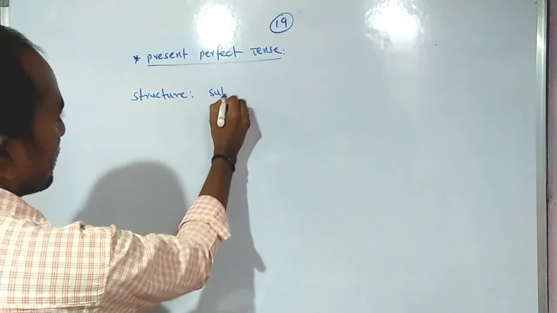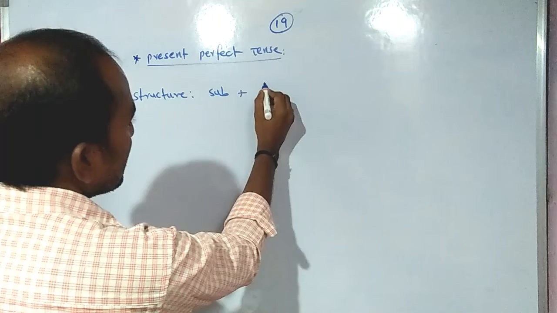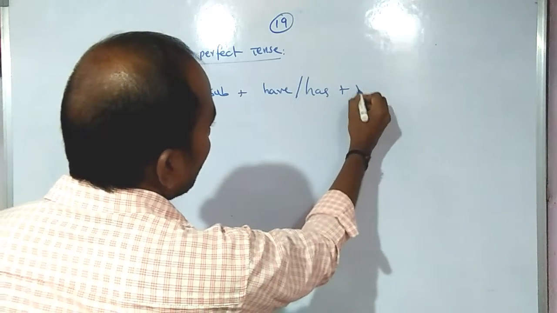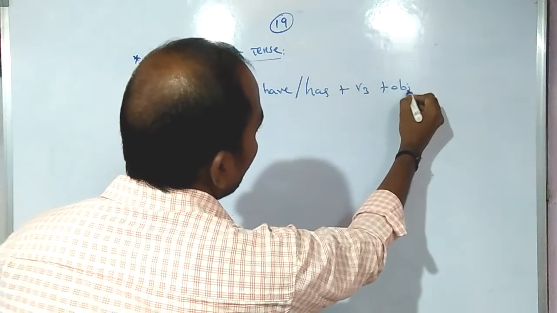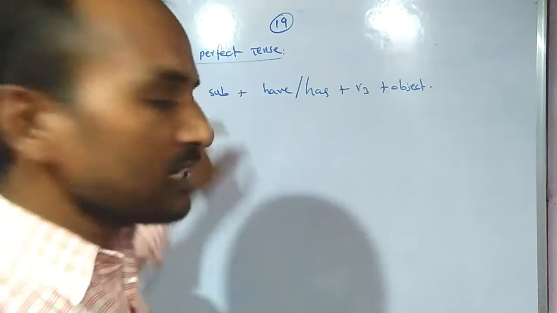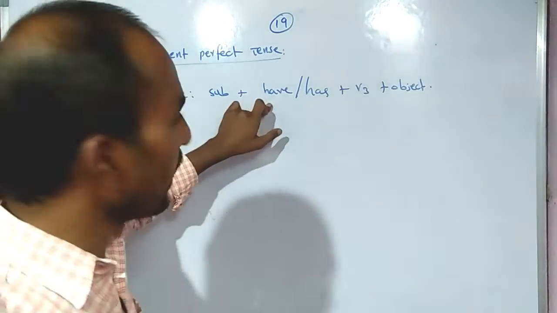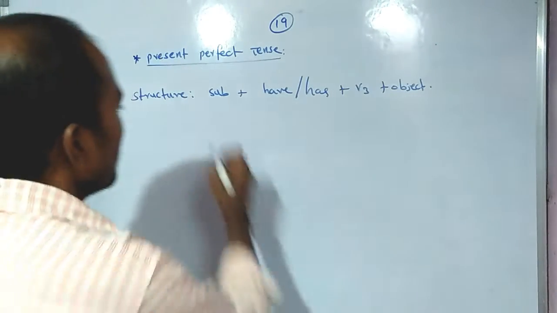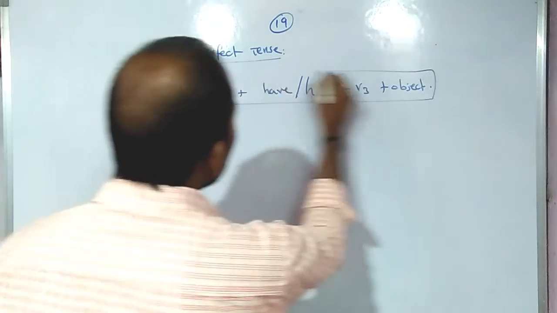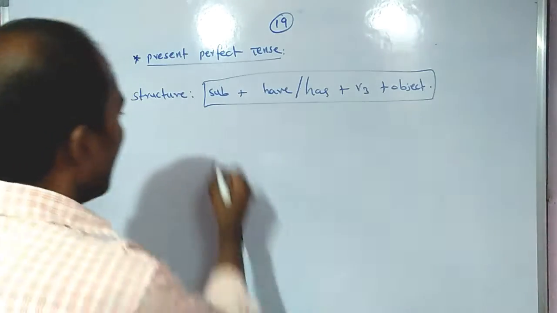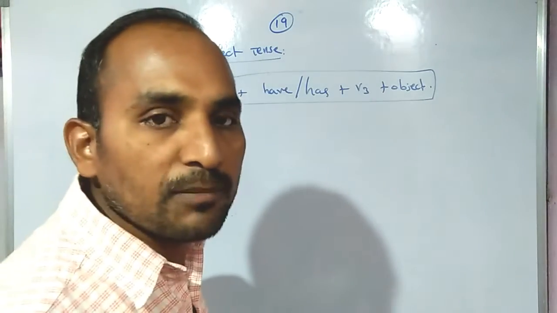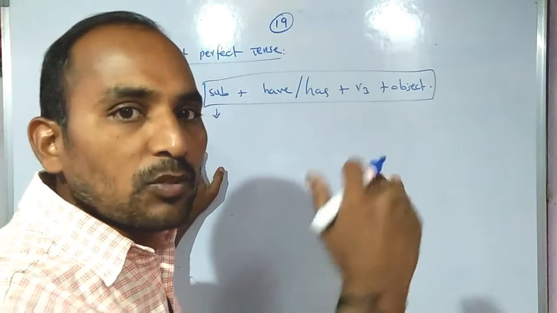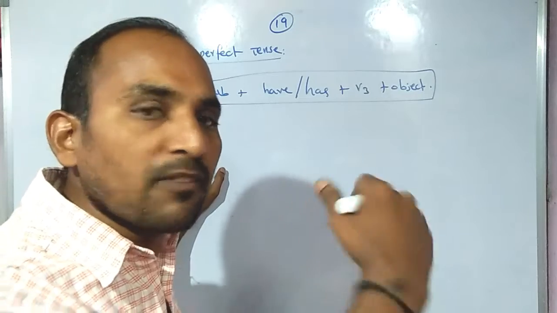Structure: subject plus have or has plus V3 plus object. Okay, the main structure is subject have or has plus V3 plus object. So this is our main structure in the present perfect tense. We know subjects very well. Subjects are the same: I, we, you, they, he, she, it, names. Those are the common subjects for each and every tense.